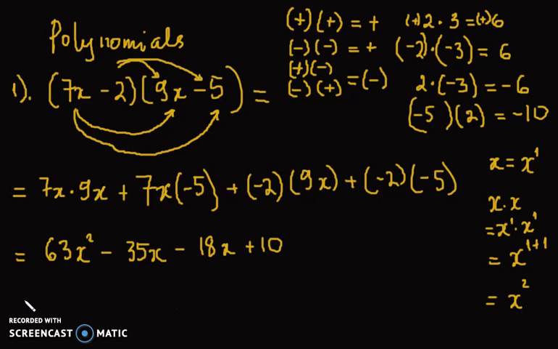Now, you should not stop here because you can actually simplify further. Now x squared here, there's no other x squared, so it would have 63x squared minus, remember that the same terms here, the negative 35x and negative 18x. So you would add 35 with 18, and it will go to minus 53x and plus 10.